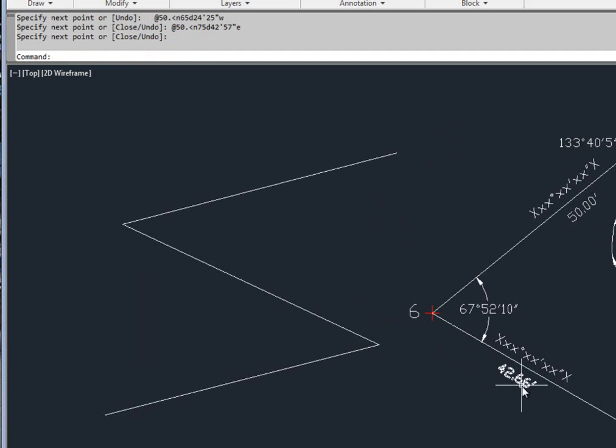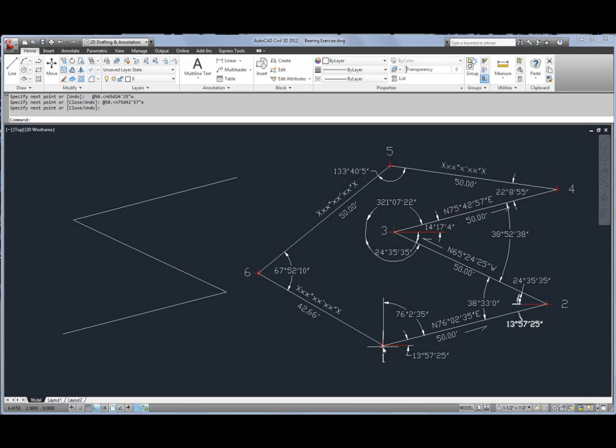This one is 42.66 feet. And that should put you right on the edge of that line. When you come back around, it should come right on the end of that line. And then try and copy some of these labels over if you want. And then submit this to me.